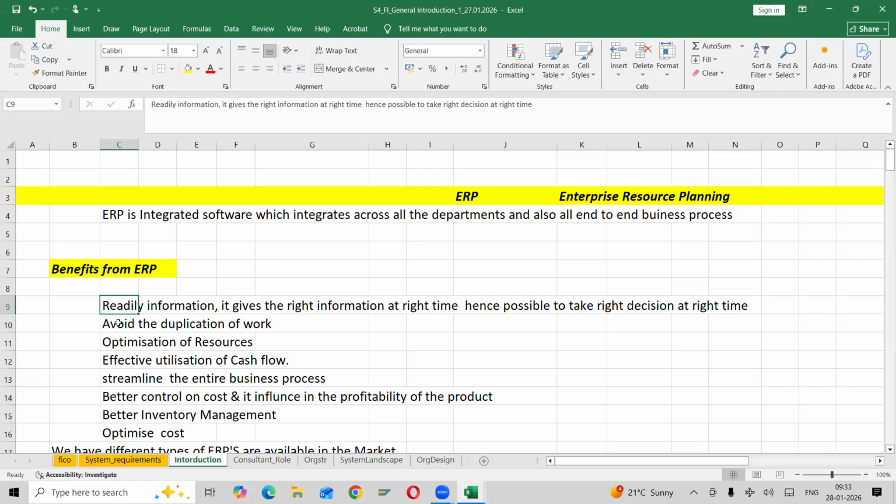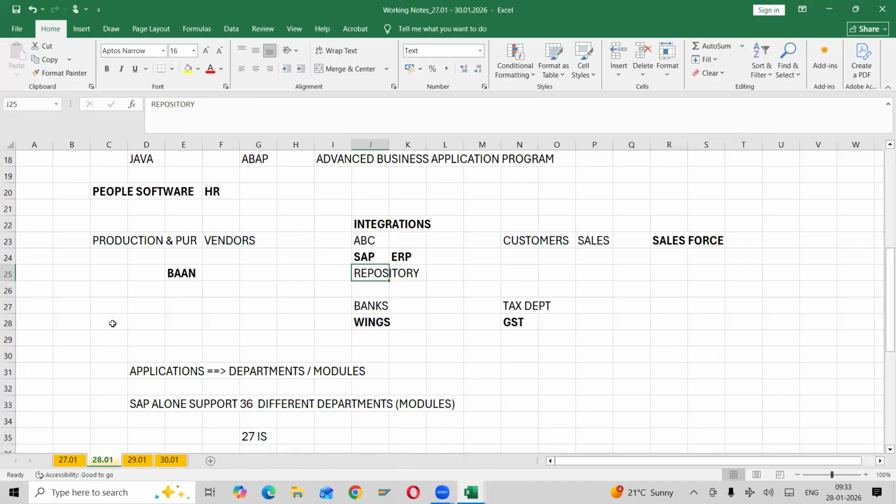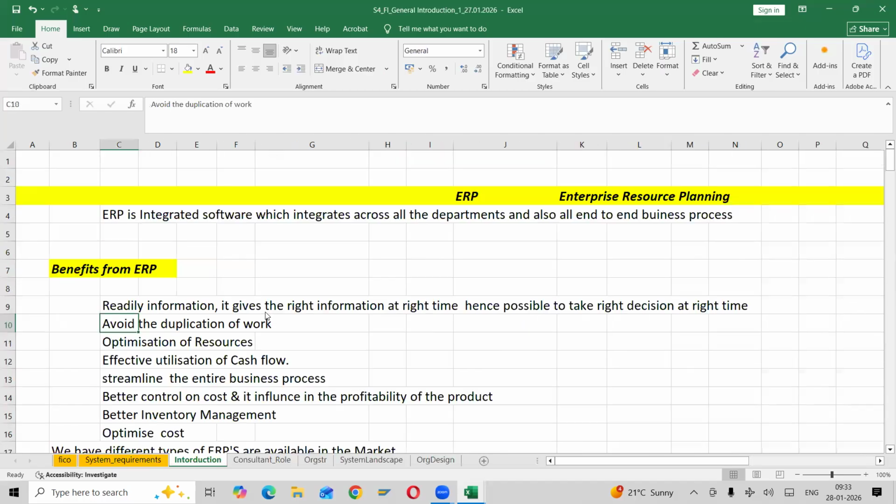Next one, avoid duplication of work. What do you mean by duplication of work? For example, in a decentralized system, the same data will be maintained by the purchase department, the same data by the production department, and sometimes the same data by the sales department. Here data duplication is possible, which consumes a lot of storage of your system. With the ERP, it is readily available. At one place, the entire data will be stored. That is the reason it will avoid duplication.